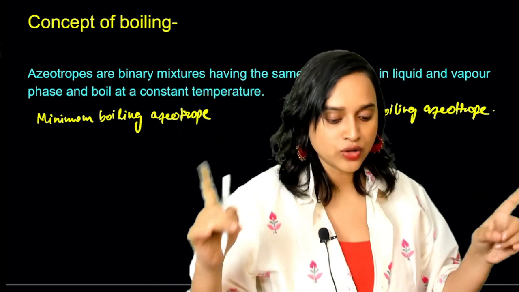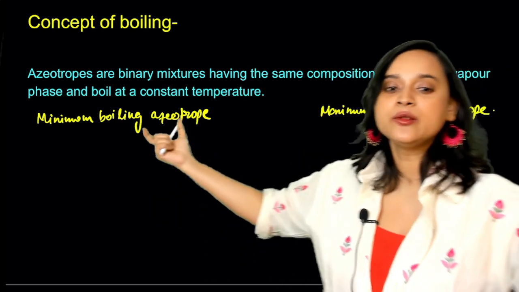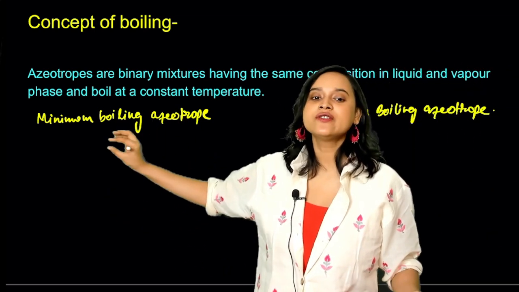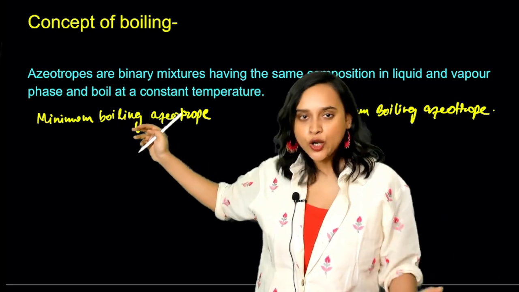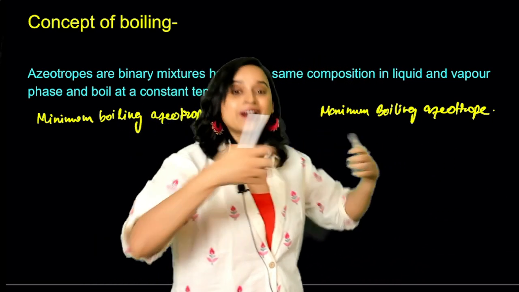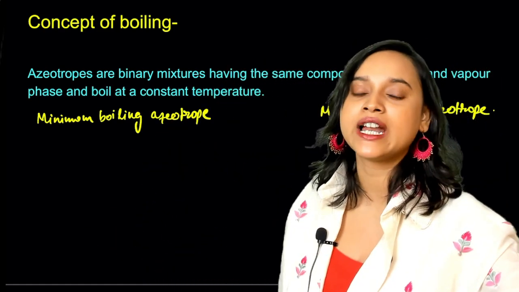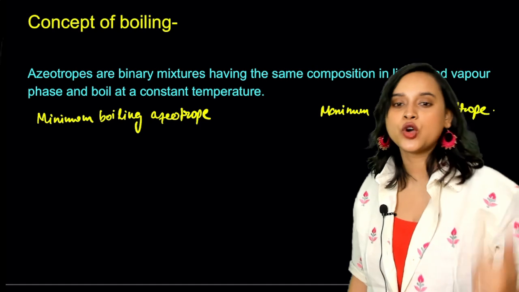I think I've written it the wrong way around. No, correct. Here you will require minimum boiling. So if you give them a little bit of heat, they will all fly away. Here you have to give them a lot of heat to break the bonds. So this is called a minimum boiling azeotrope. That is called a maximum boiling azeotrope.